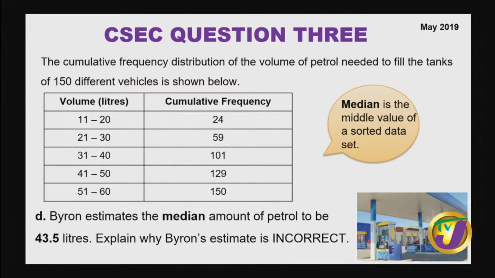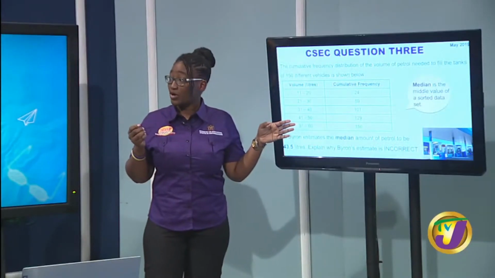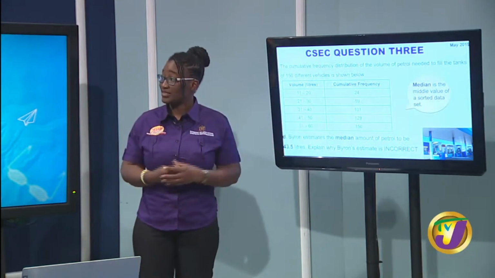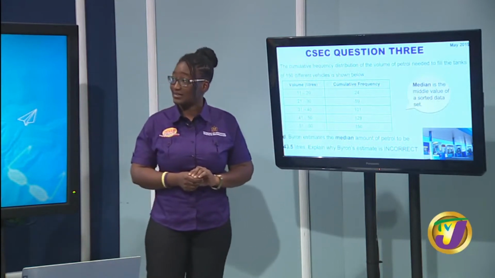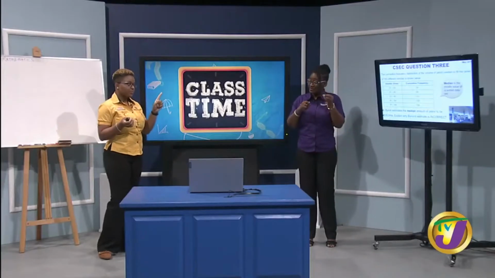Yep. So if I have 150 and I want to find the middle, it means that I'm going to split the data in two, half and half. So I can simply divide by 2. But hold on. 150 divided by 2 is going to give me 75. Are you saying that the median is the 75th?